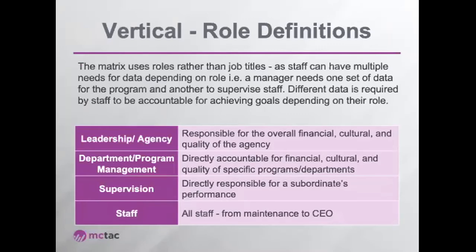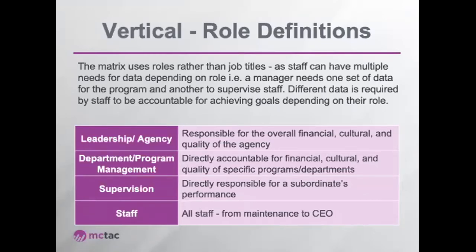So what we've done is looked at the agency in two ways, and I'll probably use these terms a couple of times throughout the presentation. Vertically within the agency, that means we're looking from executive leadership, department program management, supervision, and individual staff. And we're looking at these not as job titles, but as roles. I think that's an important consideration when we're looking at data: somebody who is a program manager may also be a supervisor, and their need for data to run the program is quite different from the data they need to do supervision.